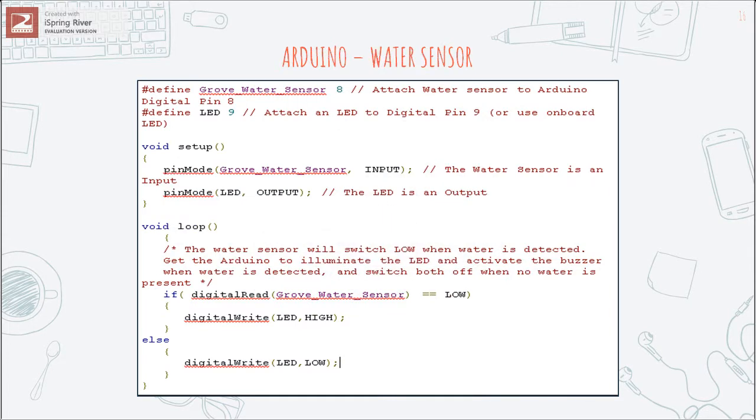This is the coding for the water sensor. First, attach the water sensor to Arduino digital pin 8, and the LED will attach to digital pin 9. For the setup, the water sensor will be set as input and the LED will be set as output. The water sensor will switch low when water is detected, get the Arduino to illuminate the LED and activate the buzzer when water is detected, and switch both off when no water is present. If the water sensor becomes low, the LED will be set high, else the LED will be set low.